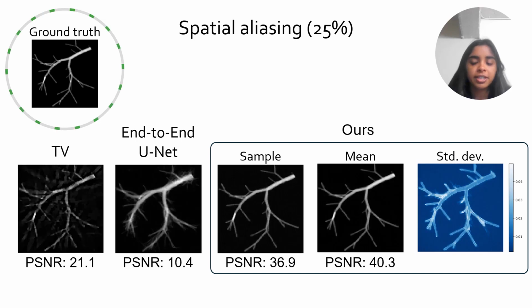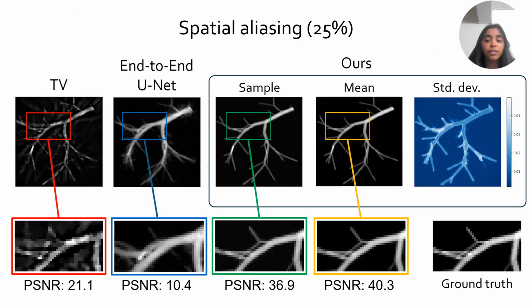Now let's look at an example of spatial aliasing with 25% coverage. Notice how the TV reconstruction has streak artifacts. Our method does perceptually better than the end-to-end UNet here and outperforms in terms of PSNR. If we zoom into these images, we see that there are high detail features in our reconstructions that do not appear in the TV or end-to-end baseline results.